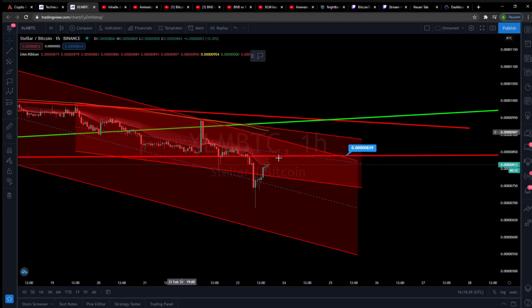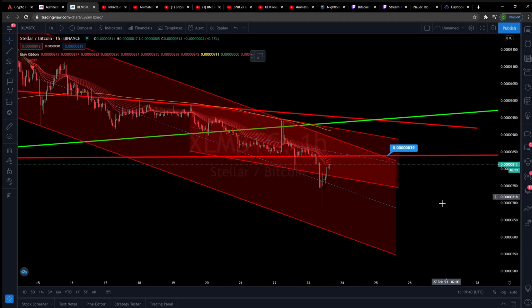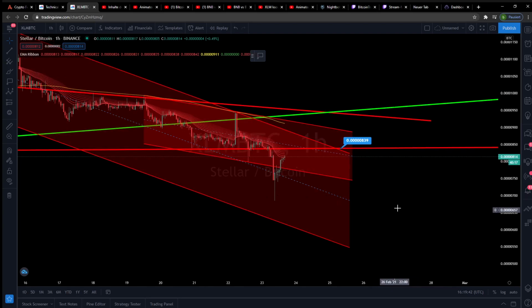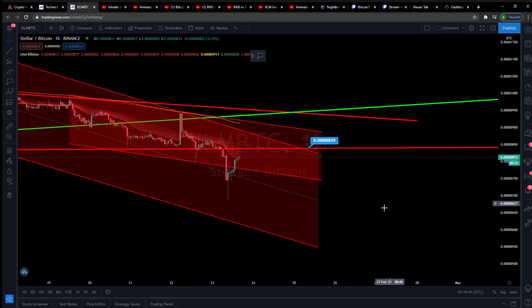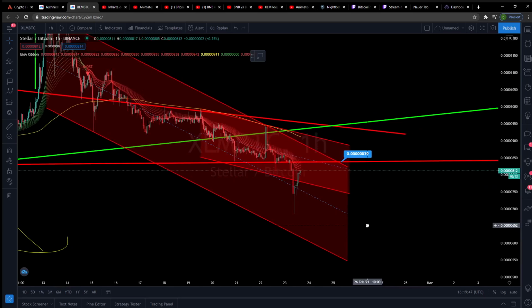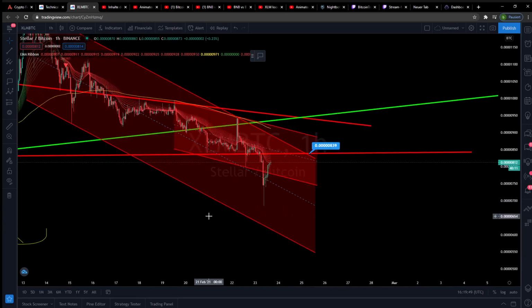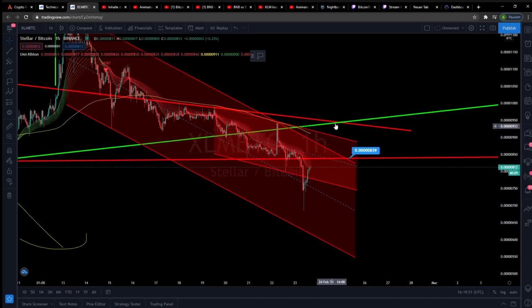In the 1 hour chart, XLM versus Bitcoin, we are under the ribbon band. We are under the middle line of this bad downtrend. Here is the EMA 200. We're under the EMA 200. So much negative things here for XLM. It's really hard to fight back from here for XLM versus Bitcoin. We need a lot of volume, a lot of luck to fight back here.